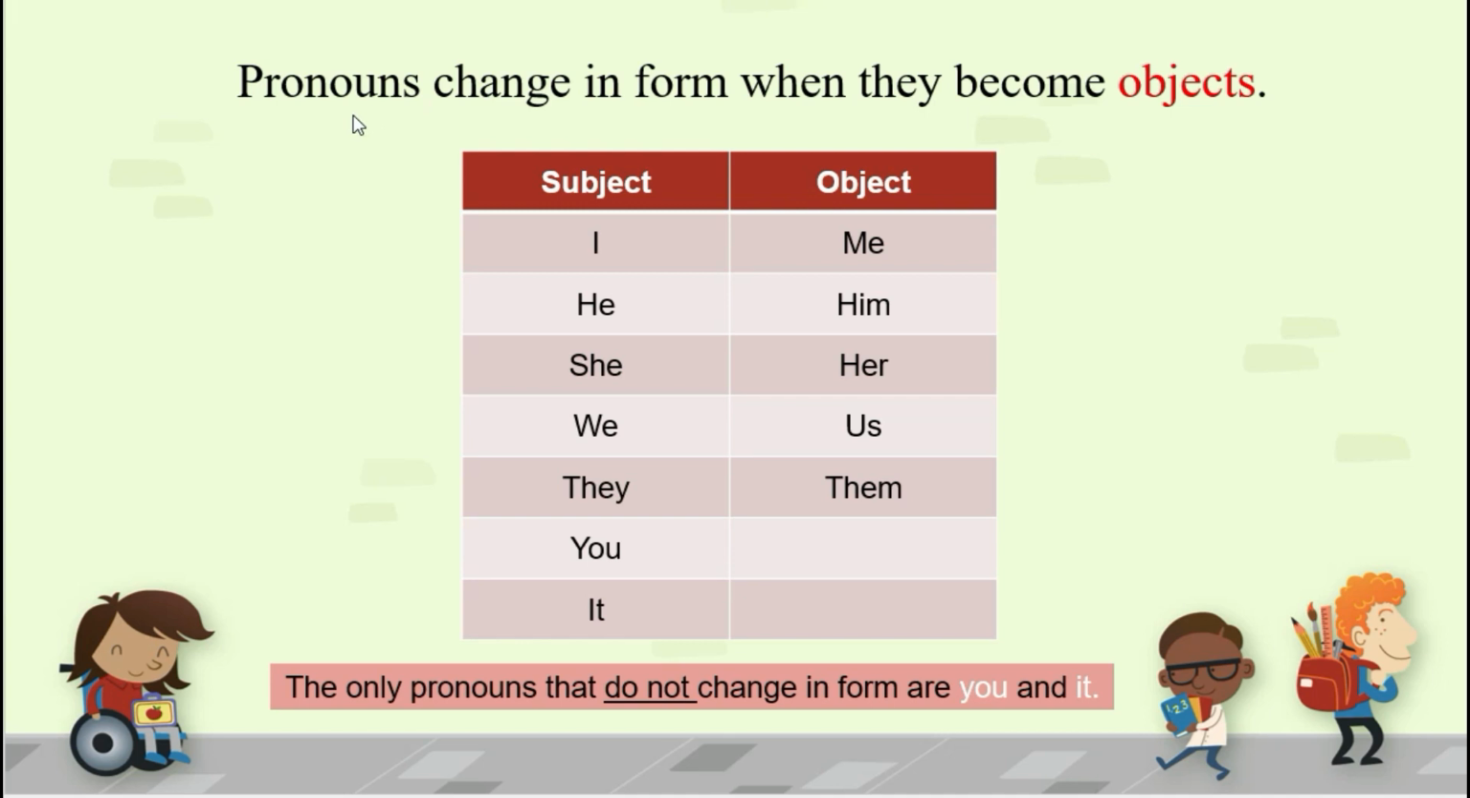Now, as you can see, pronouns change in form when they become objects. So, the subjects are given here, so are the objects. I will turn to me, an object. He, him, she, her, we, us, they, them. And as you can see, I have left this box empty. It's because you repeat the same word here. The only pronouns that do not change in form are you and it. So it's practically the same one.